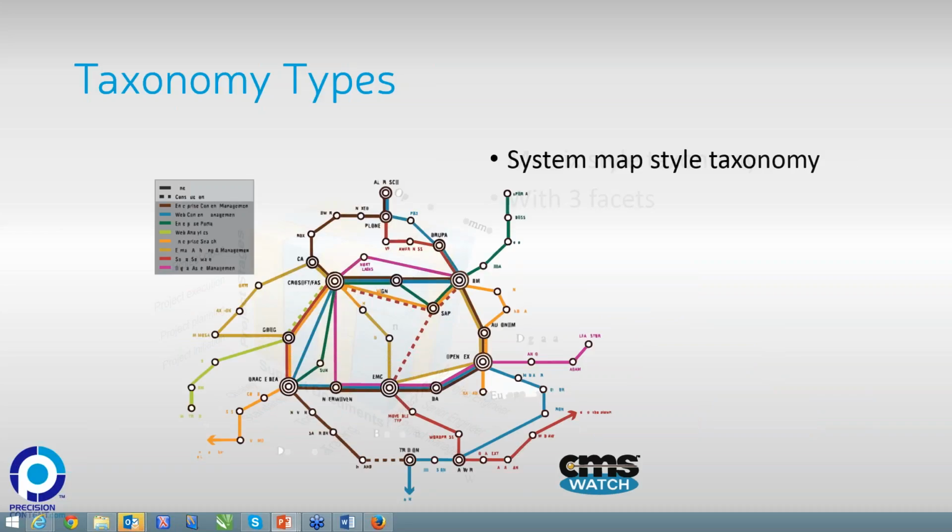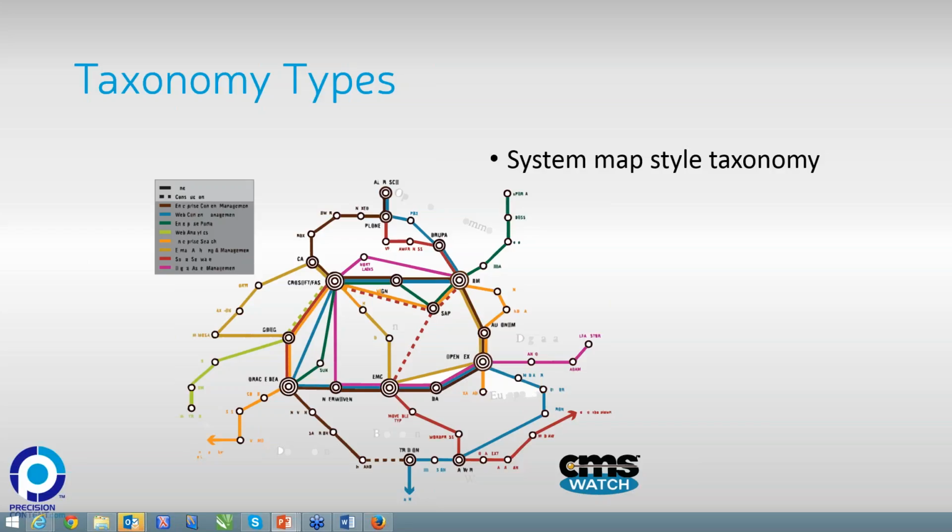And probably one of the more obscure but still classified as a taxonomy type is your system map style taxonomy. So here, for instance, I have a system map. It is a metaphor of a subway system representing different types of CMS systems and vendors and how they relate to each other. But we could just as easily be looking at a map of the human body or human anatomy showing the different parts and relationships and classifications of the different types of organs or tissues or muscle groups within the human body as a form of taxonomy.